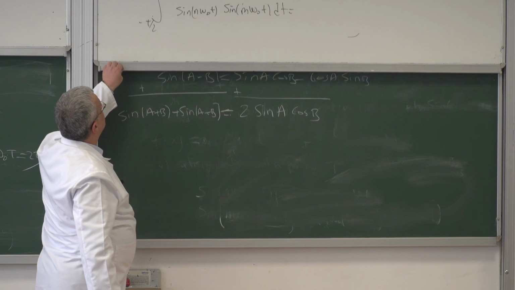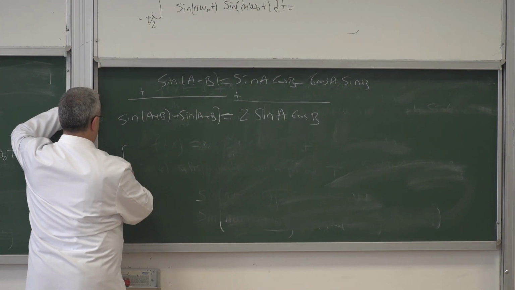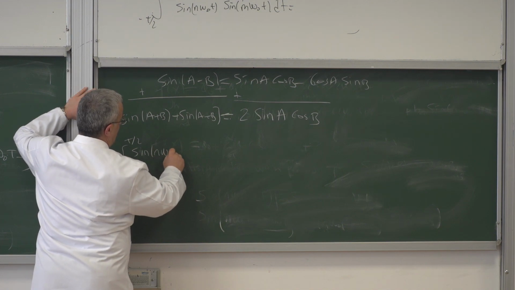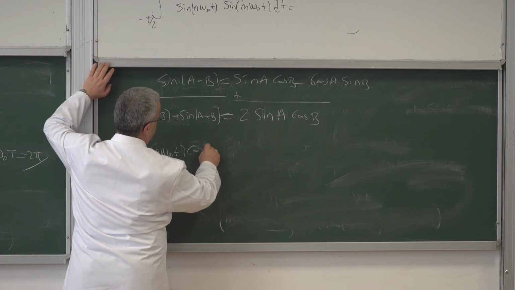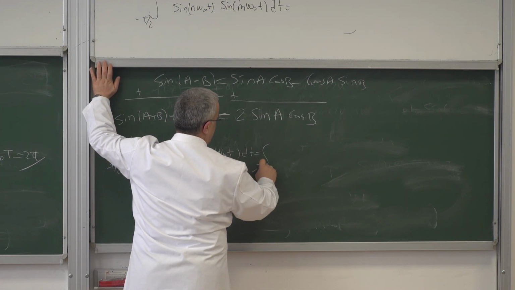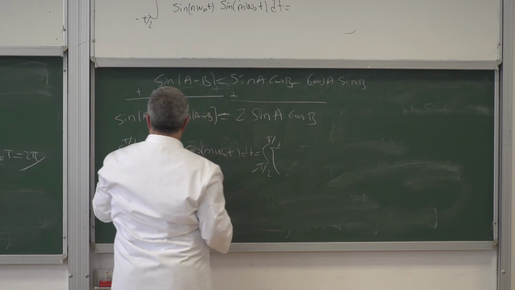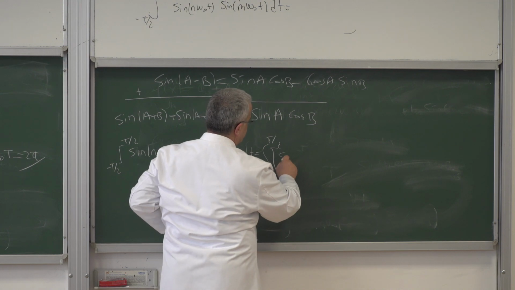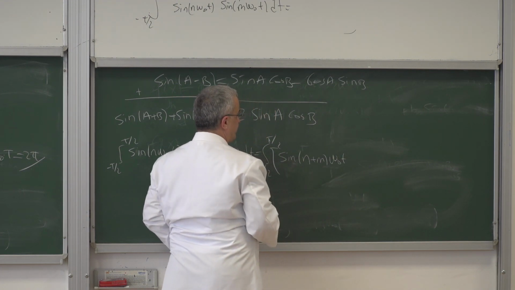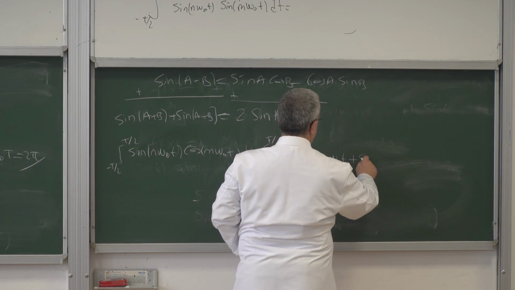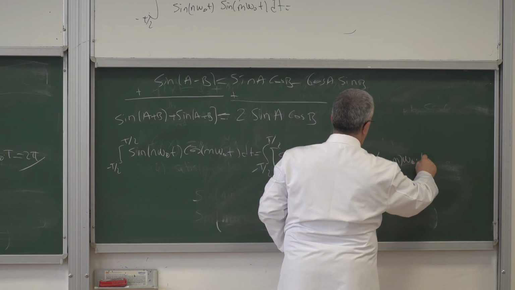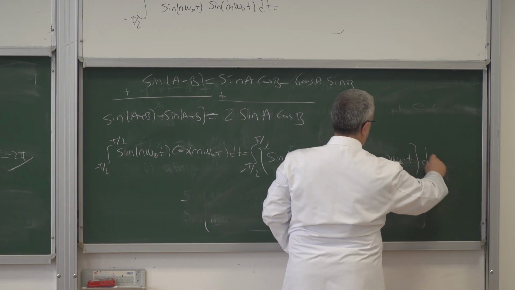Then what is that integral equal to? The integral from minus T over 2 to plus T over 2 of sine n omega 0 t cosine m omega 0 t dt. N and m are constant numbers. That's equal to the integral from minus T over 2 to plus T over 2. And this is going to be sine of, you add these two things, right? Sine of n plus m omega 0 t plus sine of n minus m omega 0 t dt.